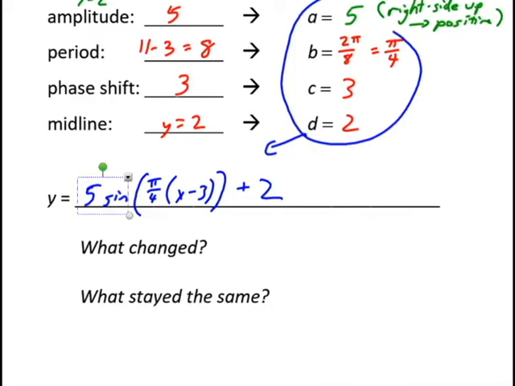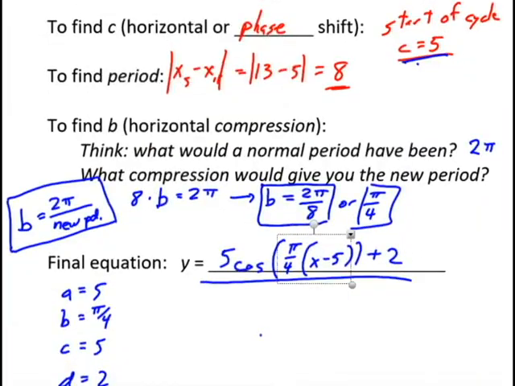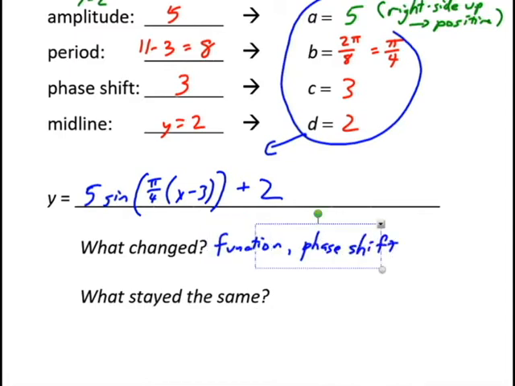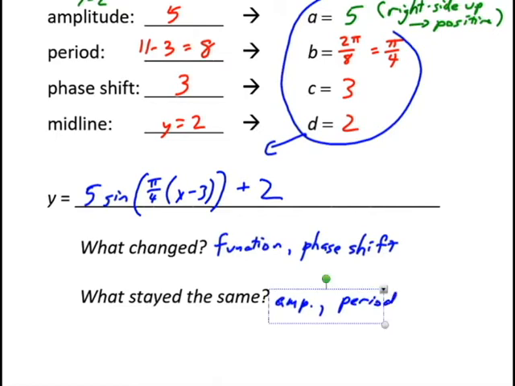So what changed between this equation and our original answer? The function and the phase shift. And that's it. Everything else stayed the same. So this does lead to multiple possible answers. Let's look at another example.